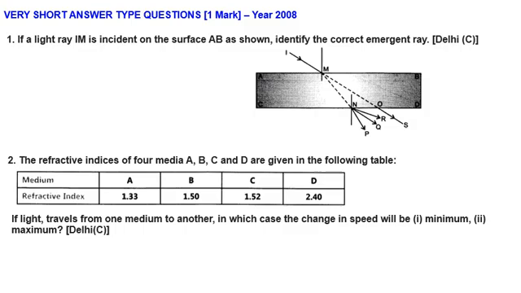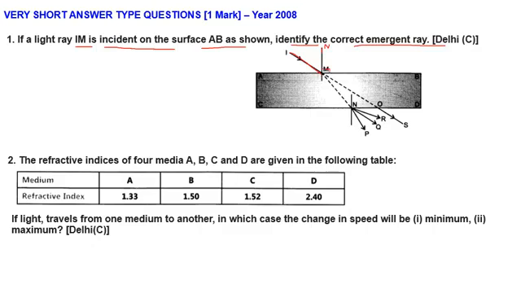The first question: if a light ray IM is incident on the surface AB as shown, identify the correct emergent ray. As you can see over here, there is a glass slab and there is an incident ray I which is incident at a particular angle. Now this line is a normal. This normal makes a 90-degree angle with the surface.